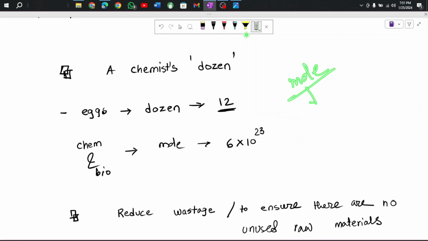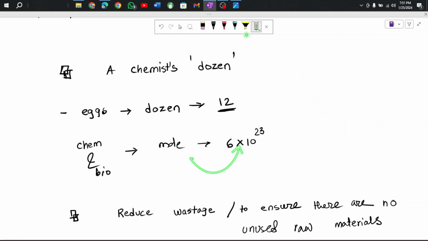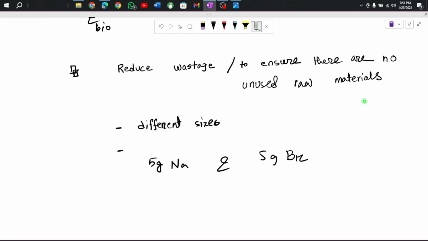A mole is the amount of any substance, and 1 mole implies that many amounts of a substance. All right, let's talk about why it is that we need moles.